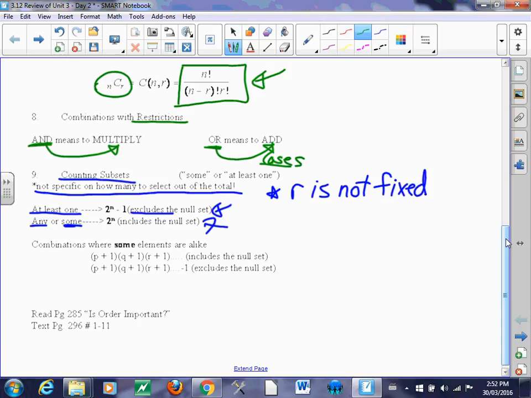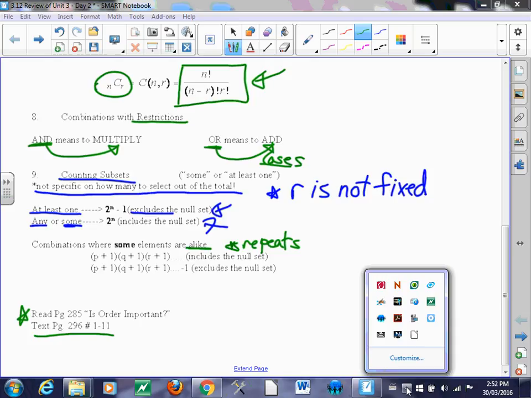Then we take a look at when we have alike items or repeats. You're basically adding one more to the situation. Awesome. Please read over the "is the order important" section on page 285. It helps you decide which approach to take when we put them all together. And then try these textbook pages, and if you haven't finished the handout from last day, work on that as well.